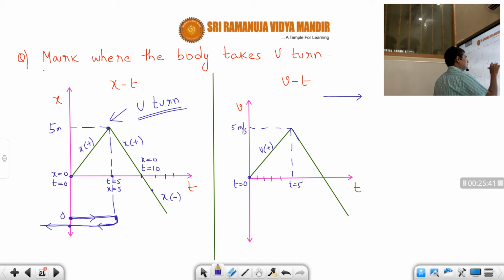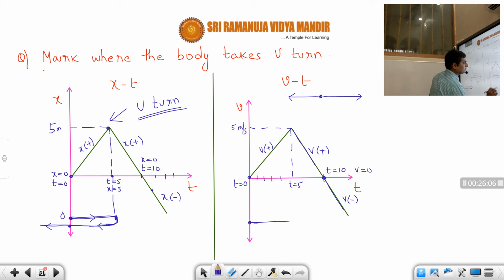Then afterwards what is happening, students? The velocity is decreasing, but still here v is positive only. I hope, students, you are understanding. Okay. And then at t equal to, suppose let us say 10 seconds, the velocity has become 0. Then afterwards what is happening? The velocity has become negative. Velocity negative means it should travel to the left side. But where will it become negative? At this point.